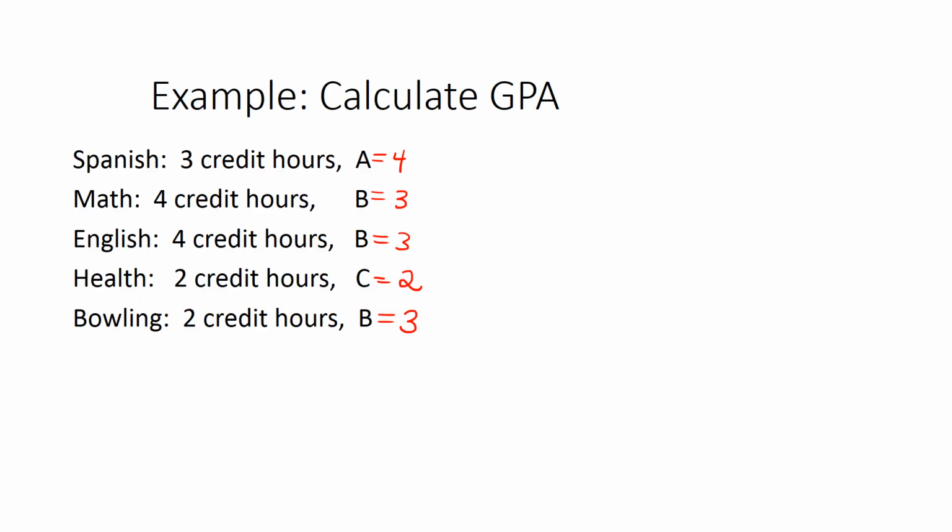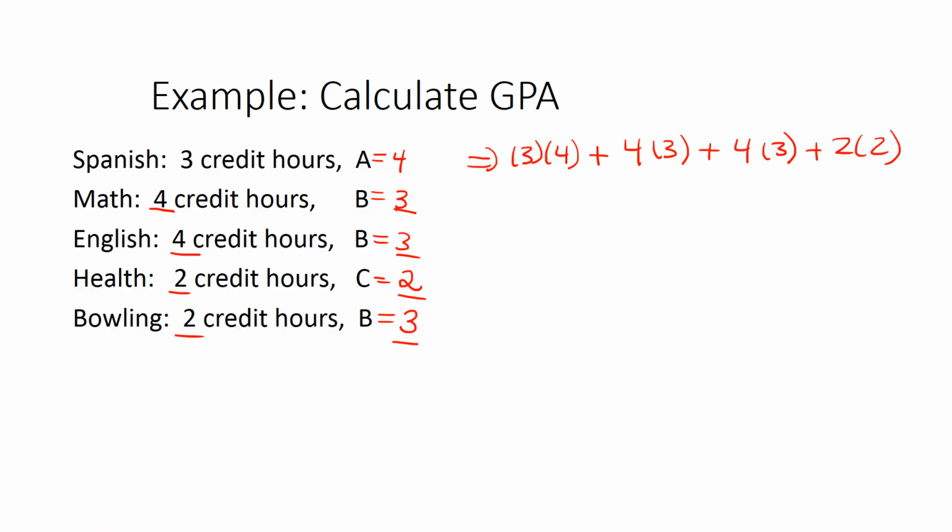So that's 3 credit hours at 4 points. So we do 3 times 4. Then we're going to add together 4 times 3 plus another 4 times 3 plus 2 times 2 plus 2 times 3. So that looks like 12 plus 12 plus 12 plus 4 plus 6, which gives you a total of 46.